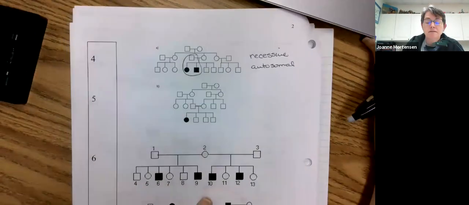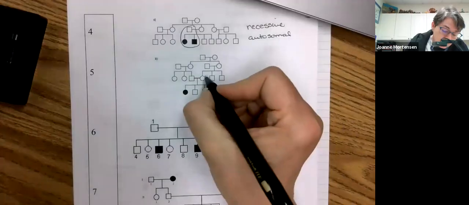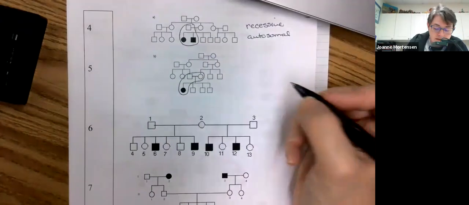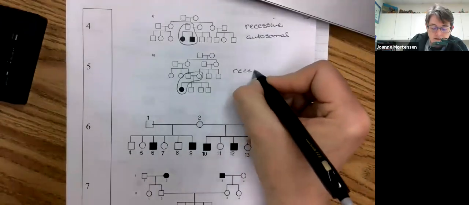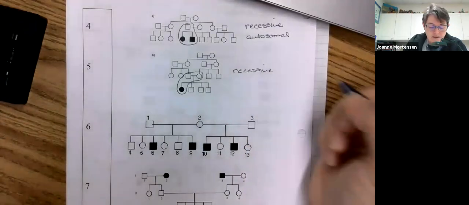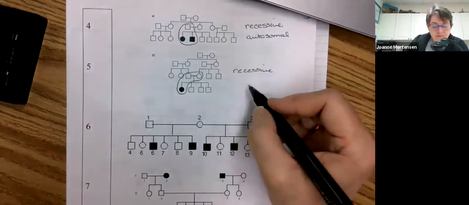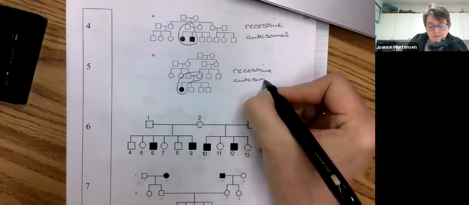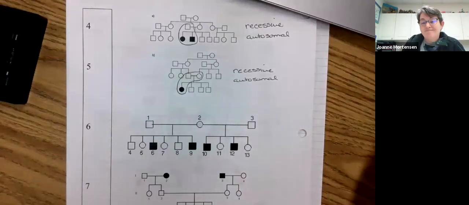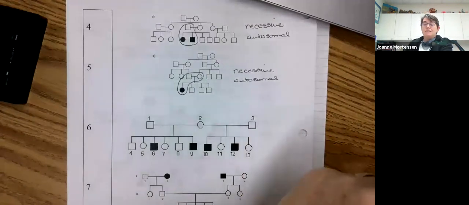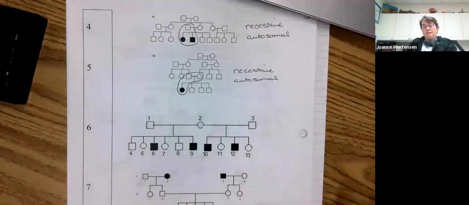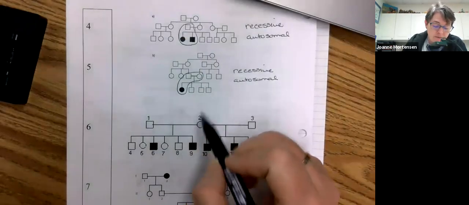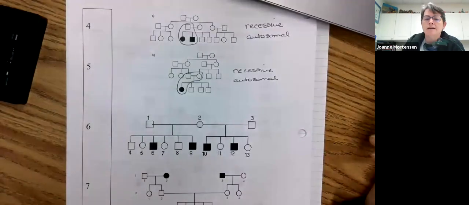What do you think about this one? Well, first of all, I'm going to circle like that. I know it's recessive. I'm going to say autosomal. But that's kind of a best guess. It'd be easier if there were more children. But that's pretty much my idea. If it was X-linked, it'd be more likely that one of the boys had it.